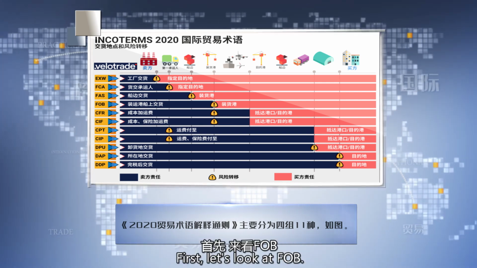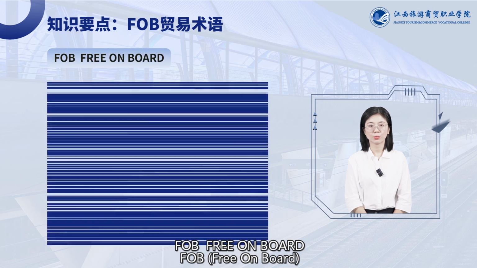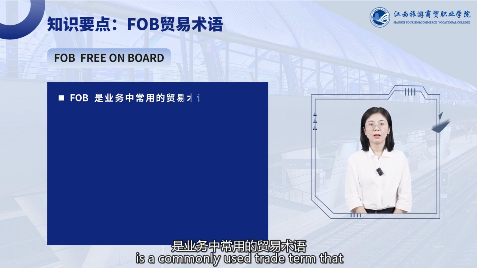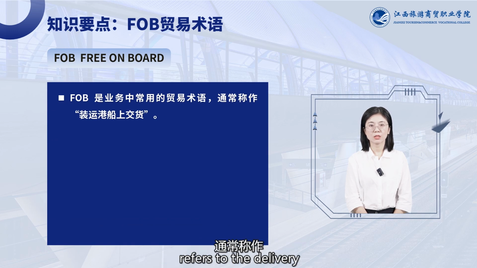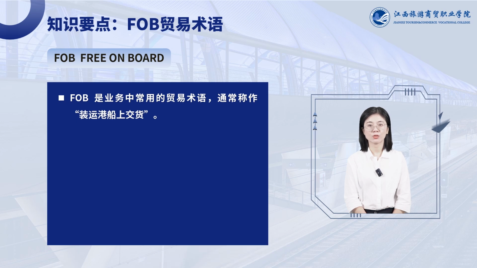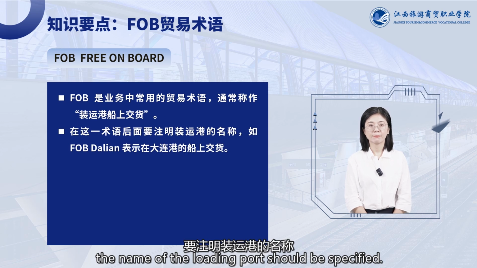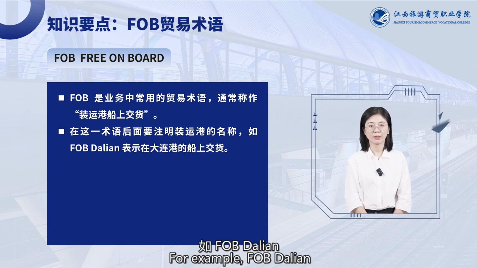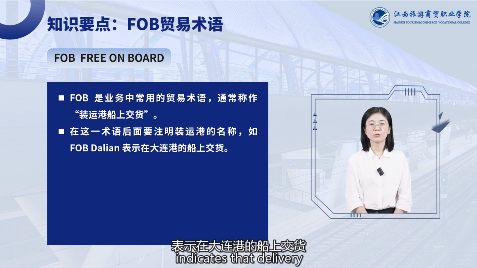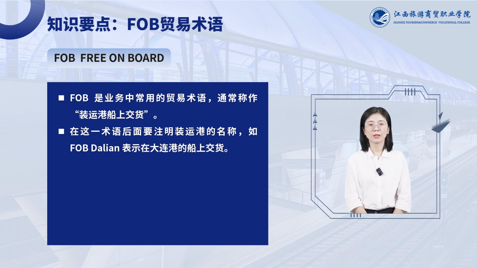First, let's look at FOB. FOB, free on board, is a commonly used trade term that refers to the delivery of goods on board a ship at the specified port of shipment. After this term, the name of the loading port should be specified. For example, FOB Dalian indicates that delivery is made on board the ship at Dalian port.